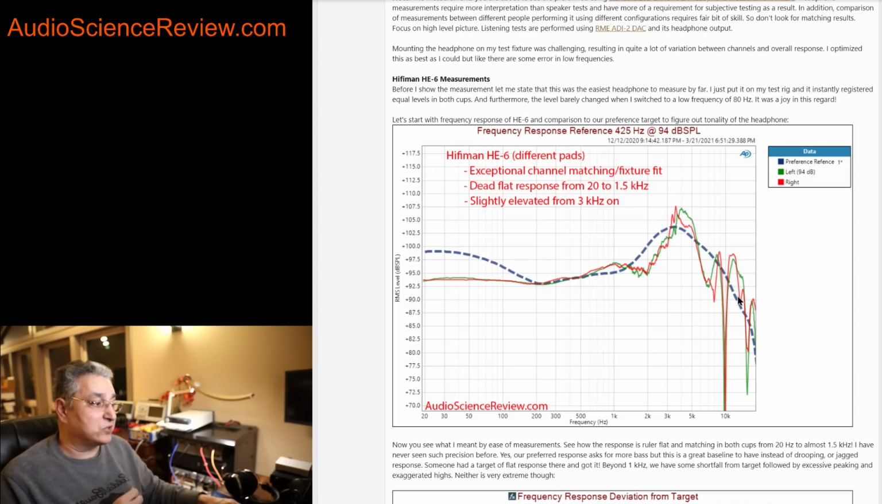And indeed, this preference line is a lie, because when Harman measured their speaker, no way a speaker in the room would have a smooth response like this. It would also have reflections that would go up and down.